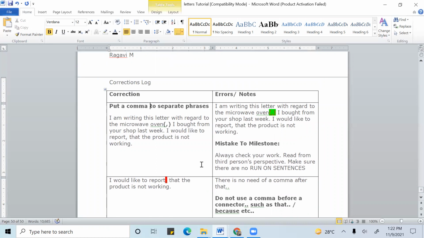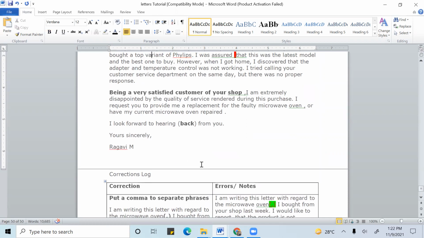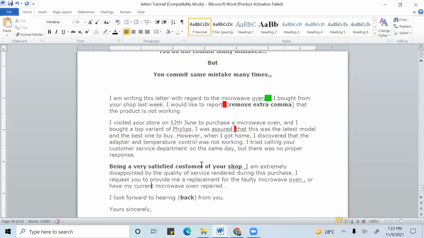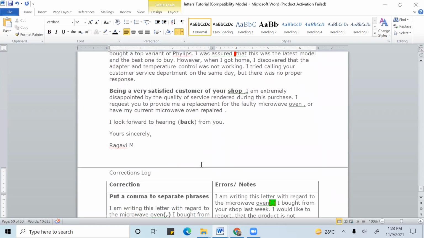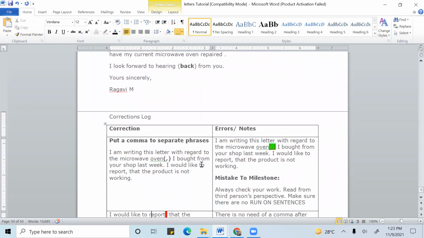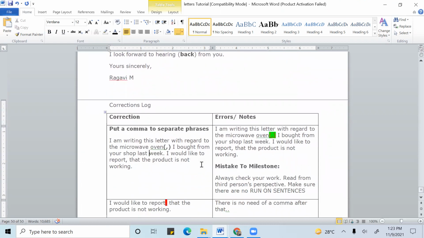Okay, so people do not commit many mistakes. They commit the same mistake many times. As you can see, this person has written a comma before that twice. And there are similar types of errors. She uses some redundant phrases, which can very well be chucked off. Your writing should be as simple and as direct as possible. And it is very important to make your corrections log. Whenever you commit an error, make sure you note it down in a corrections log of this type.